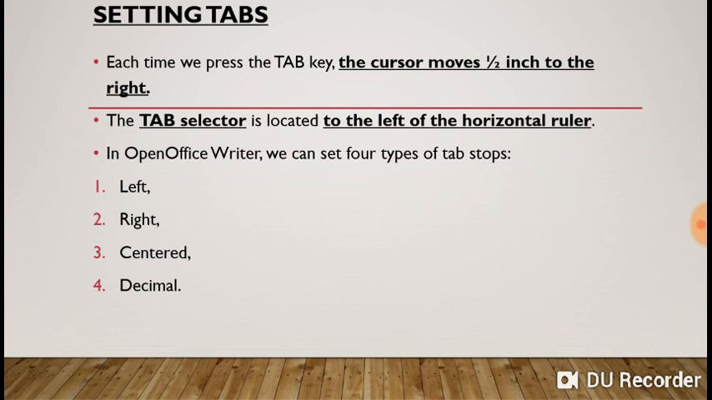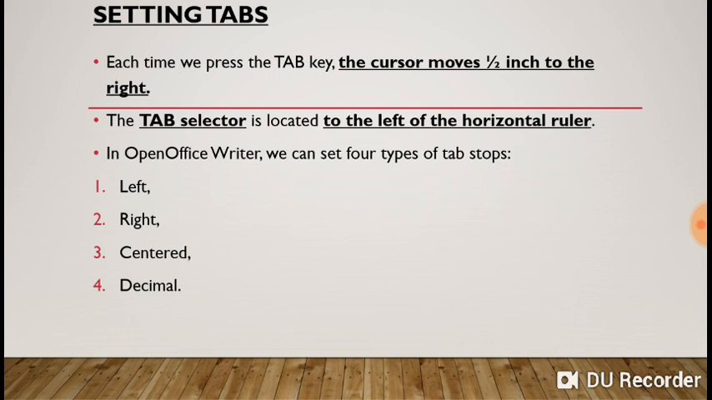So each time we press the Tab key, by default the cursor moves half inch to the right. Yes, half inch to the right, that is the default setting for the tab movement. If you want to change this setting, yes, we can do that also. The tab selector is located to the left of the horizontal ruler on the ruler bar. Yes, we can set it from the ruler bar also, on the left-hand side of the horizontal ruler bar.